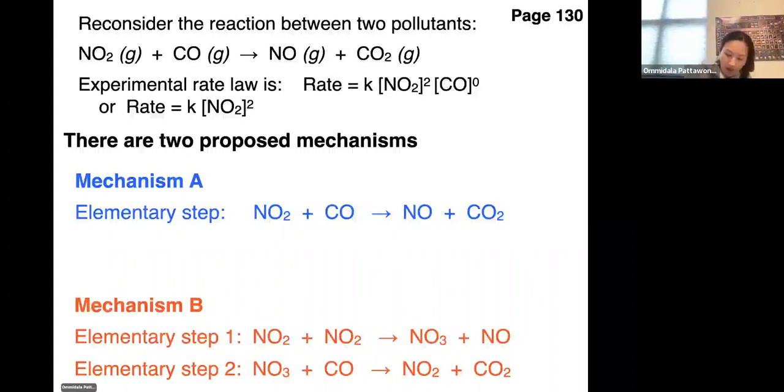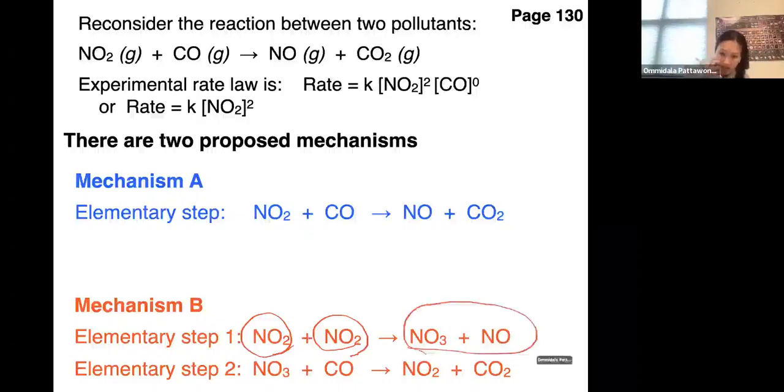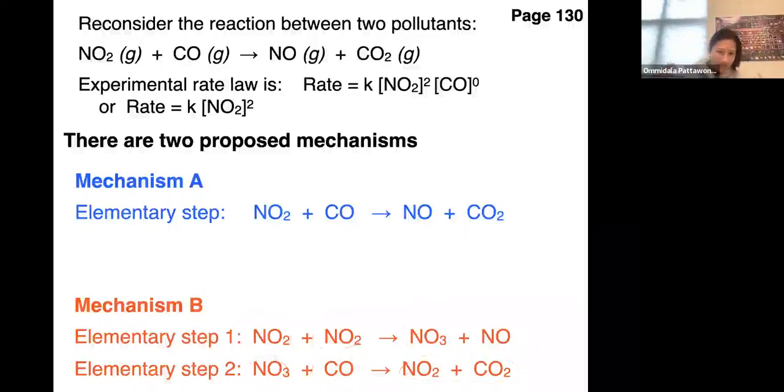Elementary step 1 involves two molecules of nitrogen dioxide reacting with one another, or colliding with each other, to produce this species right here. And then one of these species right here is going to collide with carbon monoxide to eventually produce the product. So since there are two proposed mechanisms, which one exactly is going to be the valid mechanism?